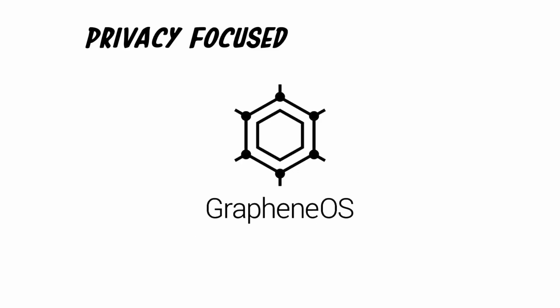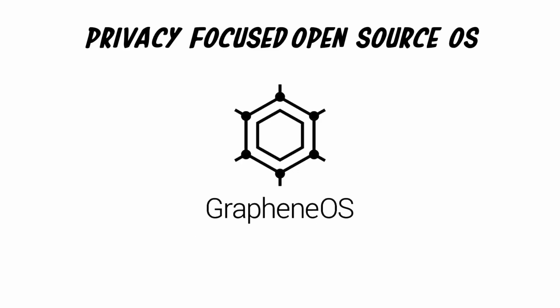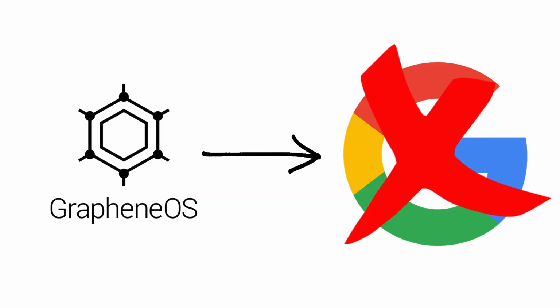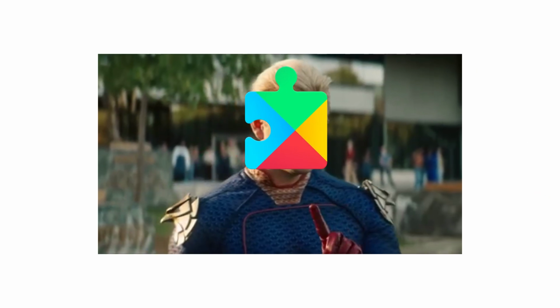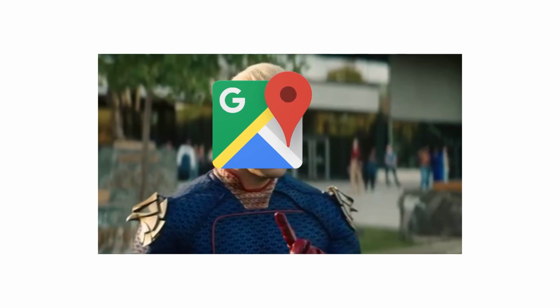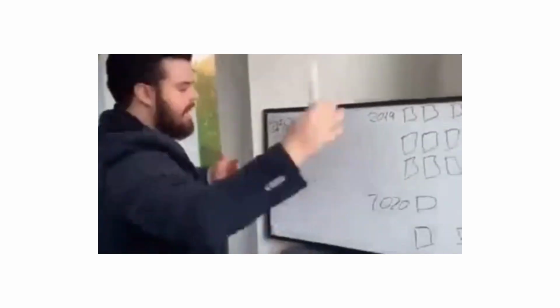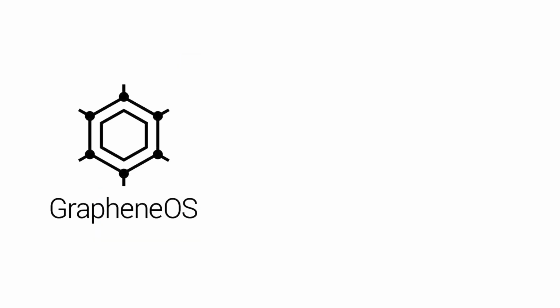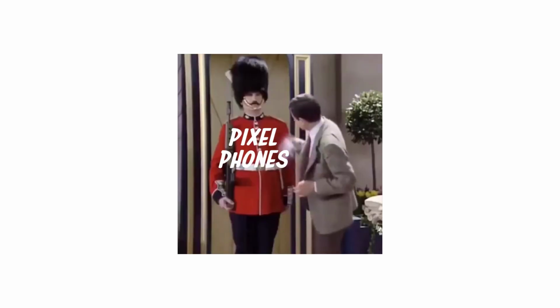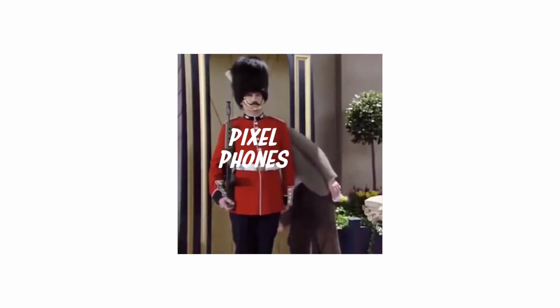Graphene OS. Graphene OS is not for regular people. It's a privacy-focused, open-source operating system based on Android. But unlike normal Android, Graphene OS removes all Google services and tracking. No Google Play services, no Google Analytics, no location tracking. Nothing. It's designed for security researchers, journalists, whistleblowers, and anyone who thinks the government or big tech is watching them. Graphene OS is only available on Google Pixel phones because Pixels have the strongest hardware security chip available.